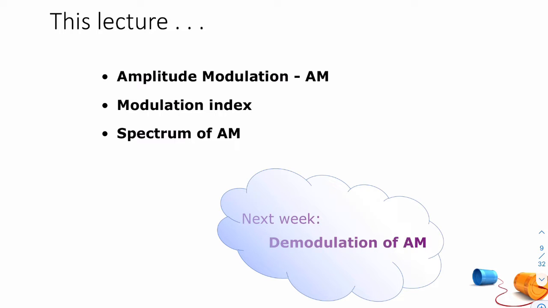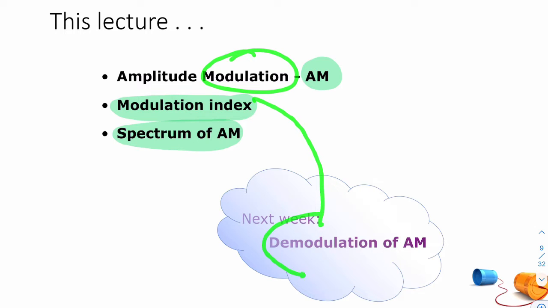So let's make a start. Today we're going to introduce AM. We're going to introduce something called the modulation index, or the depth of modulation, and we'll look at what it looks like in the frequency domain, so the spectrum. Next week, we'll look at the opposite of modulation, which is demodulation. So we'll look at one of the ways that we can recover the original message signal from the band pass modulated signal.